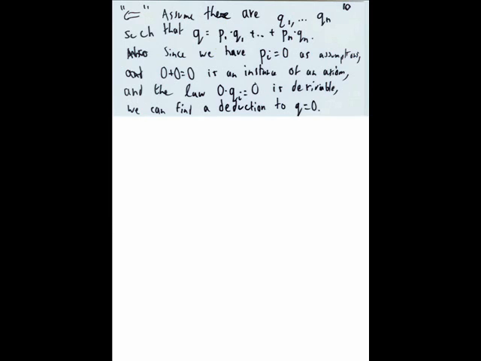Since we have Pi equals 0 as assumptions, and 0 plus 0 is an instance of the axiom, and the law 0 times Qi equals 0 is derivable, then we can just do a simple induction to prove that we can always find a deduction of Q equals 0.